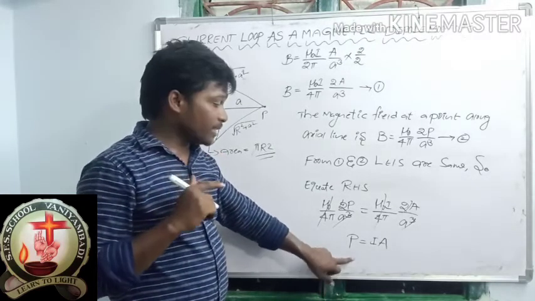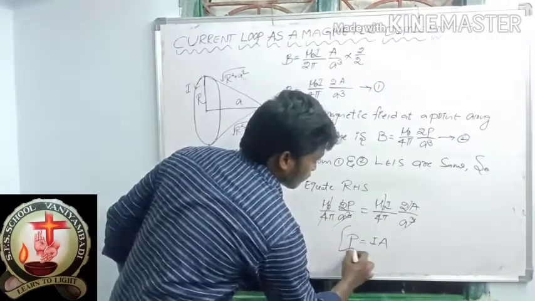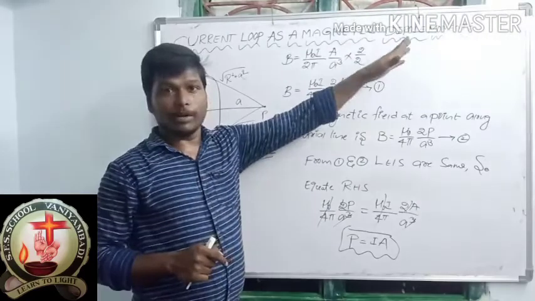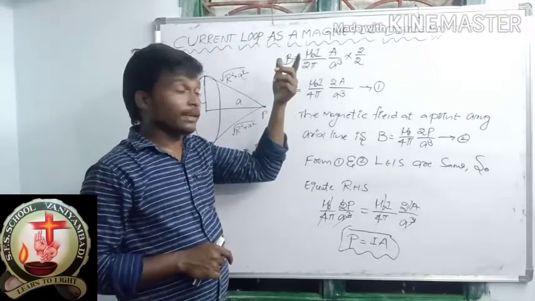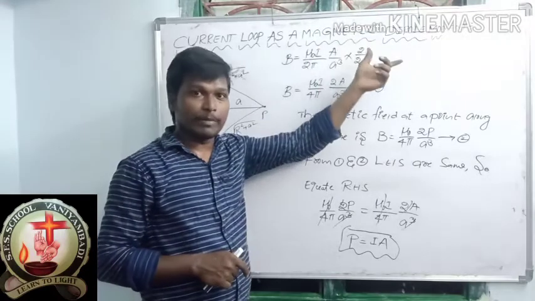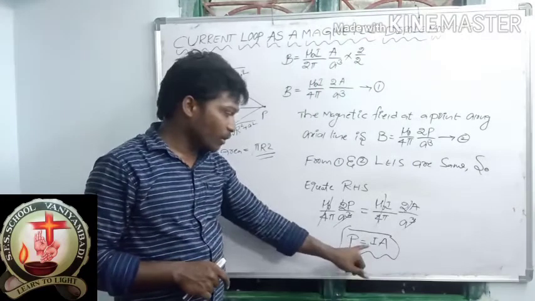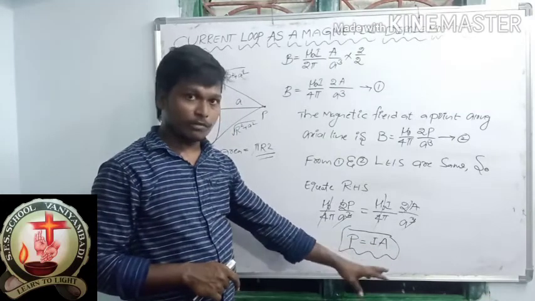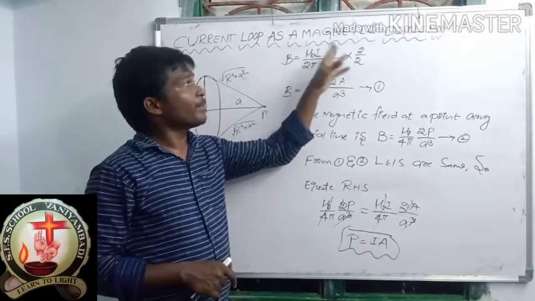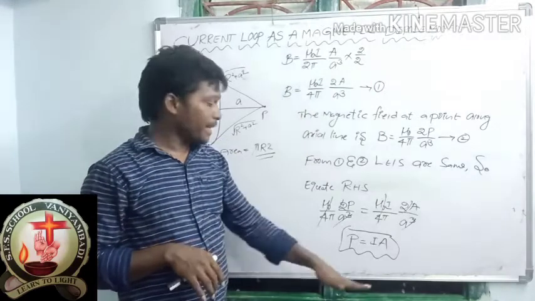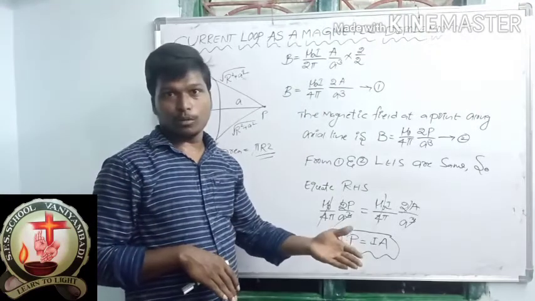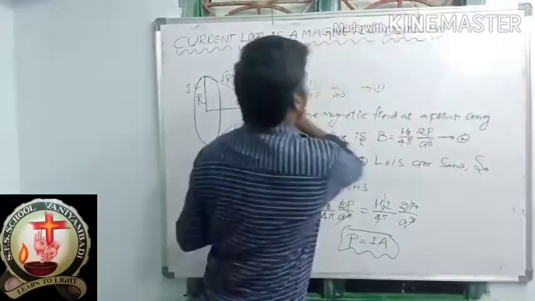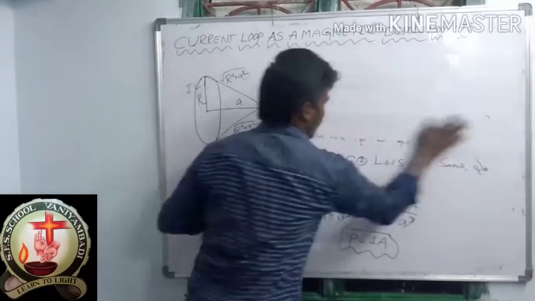Correct now? So this is the final expression of the current loop as a magnetic dipole moment. How this loop is acting like a magnetic dipole moment means that is the expression. P is equal to I into A. This is the final expression of the current loop as a magnetic dipole moment. Based on this expression, I would like to write the definition.